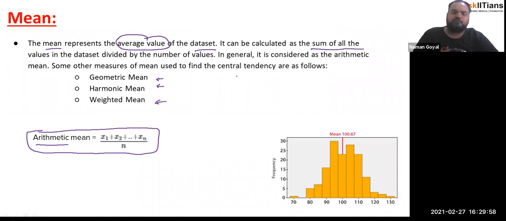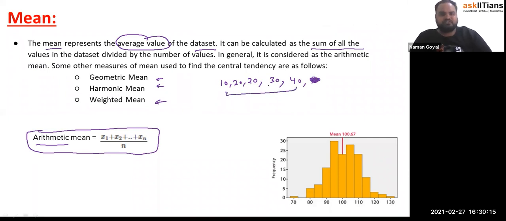Okay. So if we have the data for a batsman's score in 10 matches, like 10, 20, 20, 30, 40, and 50, we can take 5 matches. So if we have the data for 5 matches like this, and I'm asking for the mean or average of this data, how do we do that? First of all, we have to add these values, and it's going to be divided by the number of matches. How many values are there? 5. So we got this one.